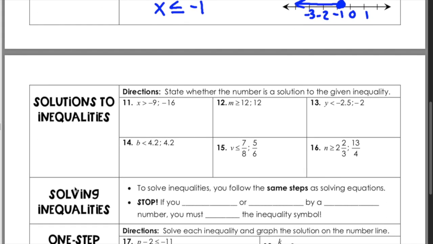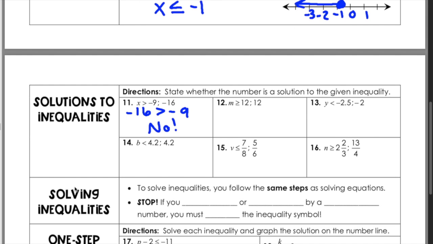All right, moving on to solutions to inequalities. So just like a solution to an equation is the number that makes the equation true, it's the same thing with solutions to inequalities, right? So you just need to figure out, does that number make the inequality true or not? So all you have to do is plug in and check. So it says state whether the number is a solution to the given inequality. So number 11 says x is greater than -9. Well, let me plug in -16 for x. So -16 is greater than -9. Is this true? No. -16 is smaller than -9. So no, this is not a solution to the inequality. This does not make it true.